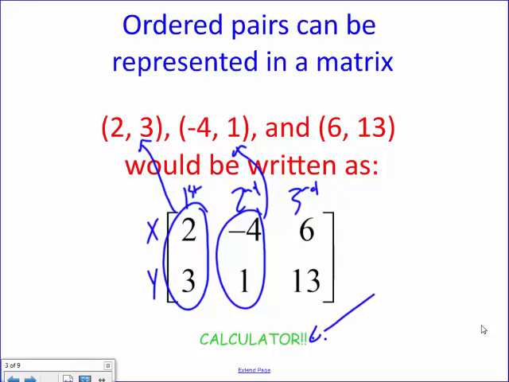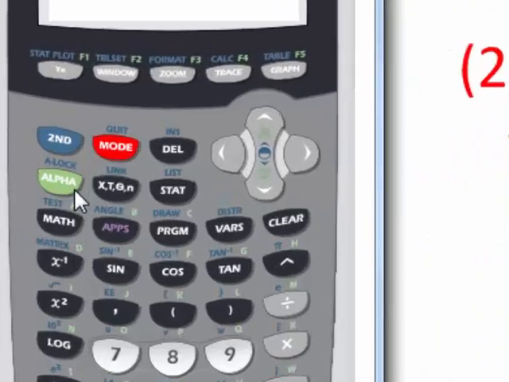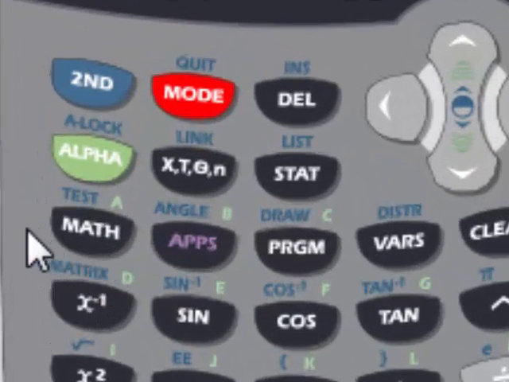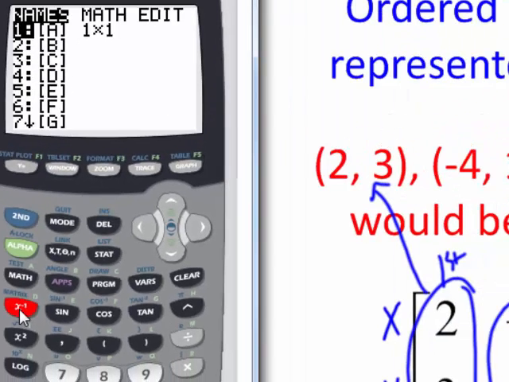And let's just look at how we type this into a calculator, just because when we get to tomorrow, we're going to use our calculator a bunch for this kind of thing. And if you notice in the blue right here, it says matrix. Okay, so this is where we're going to do all of our matrix types of things. So I'm going to click second, matrix.